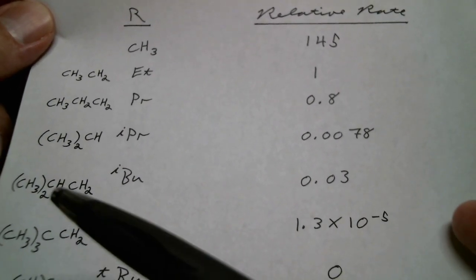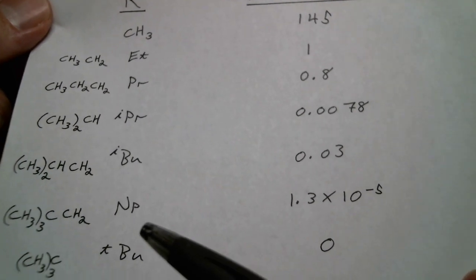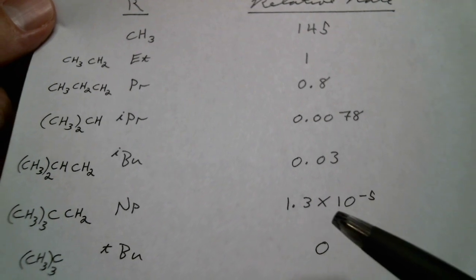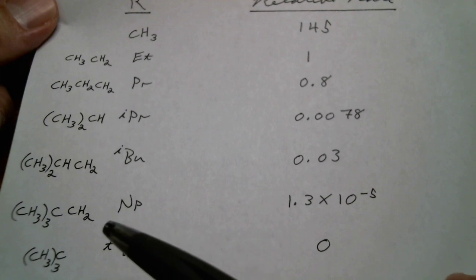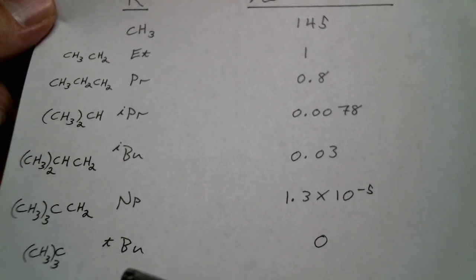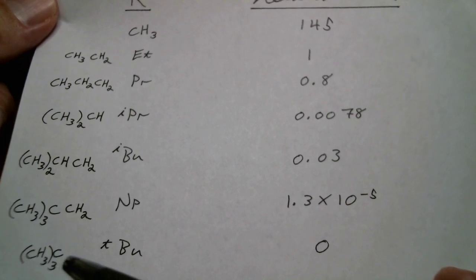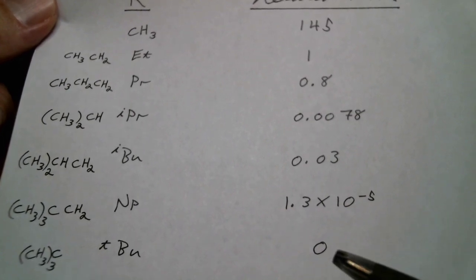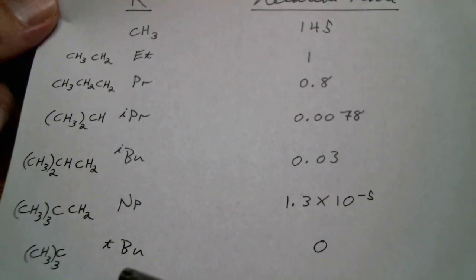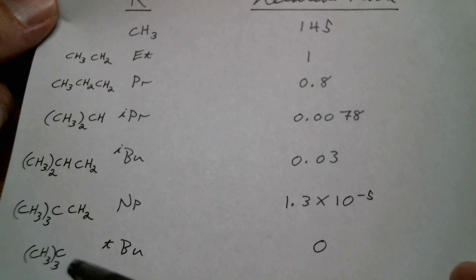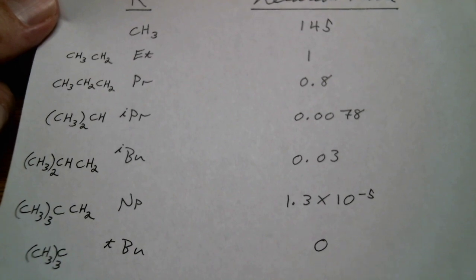Of course, we could continue branching our carbon adjacent to the reactive carbon center. Here's a neopentyl. Wow, 1.3 times 10 to the negative fifth. So we won't see neopentyl type groups in SN2 reactions. How about if we fully branch our reactive carbon center? What if it's a tert-butyl group? Well, our SN2 reaction rate is essentially zero, so we will not see tertiary carbons as carbon electrophiles in the SN2 reaction.